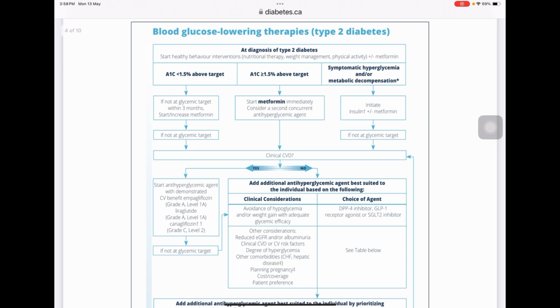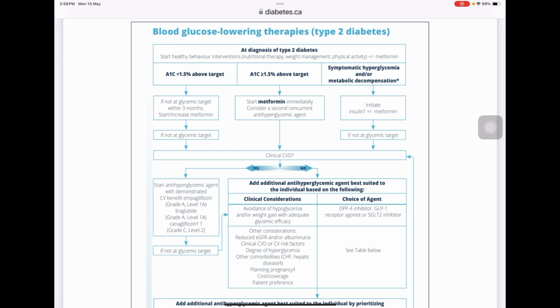right? Clinical cardiovascular disease, yes or no. If yes, we need to add empagliflozin, liraglutide, or canagliflozin. Empagliflozin or liraglutide, right? Liraglutide is a GLP-1 agonist, and empagliflozin is an SGLT2 inhibitor. So if the patient has cardiovascular disease, we need to consider empagliflozin or liraglutide with metformin, right? And if no, then we can start any of the drugs, right?